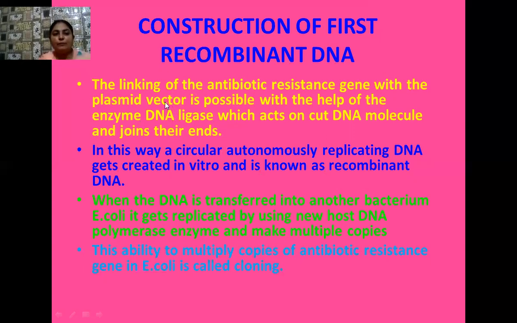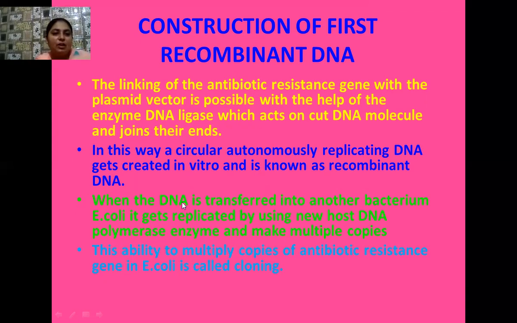So this means for cutting of the DNA fragment as well as for cutting of the plasmid vector, they use the same kind of restriction endonucleases. So in this way, both have sticky ends, and there is one enzyme and its name is DNA ligase. And this DNA ligase joins the fragment of alien DNA which contains our gene of interest with the plasmid vector and later seals their ends. So in this way, a circular autonomous replicating DNA gets created in vitro, and this is actually the recombinant DNA.